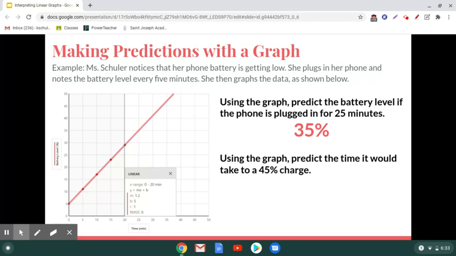Likewise, it says using the graph, predict the time it would take to have a 45% charge. This time they give us 45%. Well, this is a battery level, so we are going to be starting on the vertical axis, and we want to find 45%. We're going to draw a line from 45% all the way to our best fit line. So you'll notice once we hit our best fit line, we'll then go down to figure out the time. Drawing that line down, we see it's somewhere between 30 and 35. I happen to predict 33. And notice our units of time, our time axis says our unit is minutes, so we would say 33 minutes.